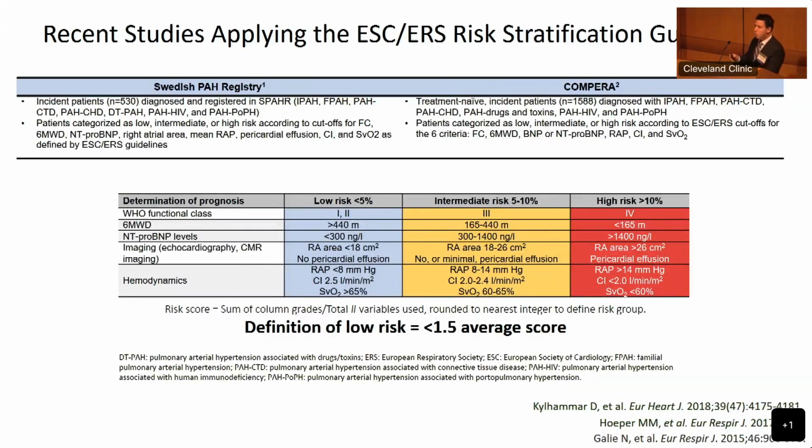And what they did was they assigned a numerical value for each risk strata. In other words, if you met any variable from the low risk column or parameters, you got assigned 1 point, intermediate 2 points, and high risk 3 points. And you simply added up all the values, you divided them by the number of variables used, and you got a number and you rounded it to the nearest number. And the definition of low risk was an average score of less than 1.5.